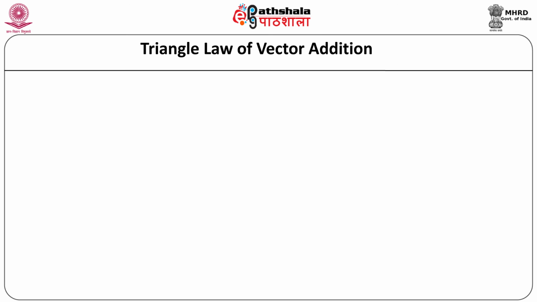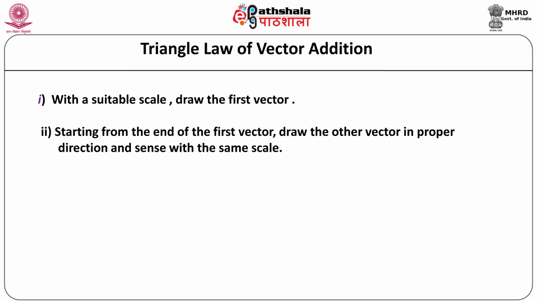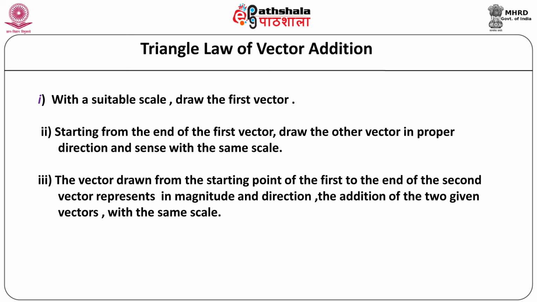Thus, to summarize, while applying triangle law of vector addition, the stepwise procedure will be as follows. Step number 1, with a suitable scale, draw the first vector. Step number 2, starting from the end of the first vector, draw the other vector in proper direction and sense with the same scale. Step number 3, the vector drawn from the starting point of the first to the end of the second vector represents in magnitude and direction the addition of the two given vectors with the same scale.